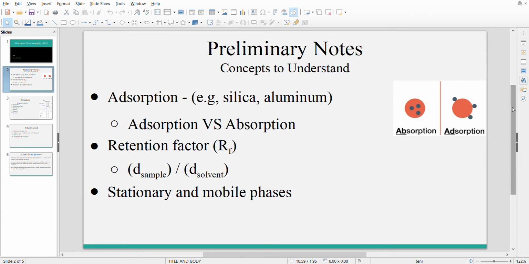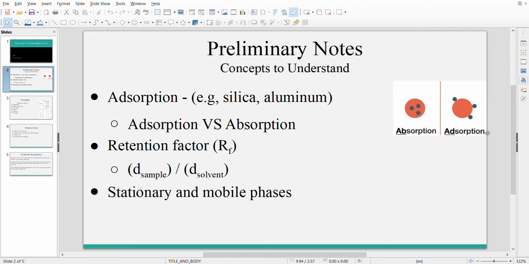Now, there are some preliminary notes that I think would be very helpful to cover before we go on to the procedure. First, adsorbance. If a material is adsorbent, that means that it can collect condensed particles of gases or liquids in an extremely thin layer. This is different from absorbent because whereas in absorption, particles of a gas or liquid are taken into the absorbent material, in adsorption, they're merely collected onto the surface. Now, a good common adsorption material is silica.